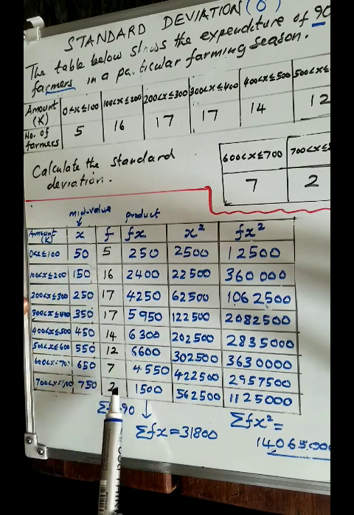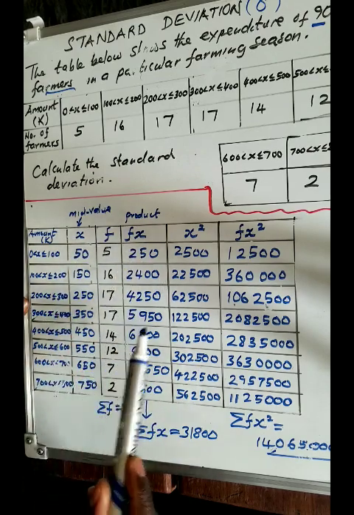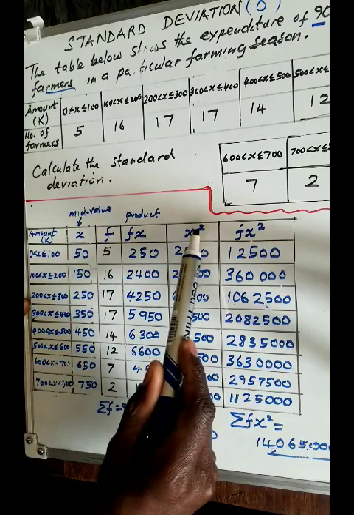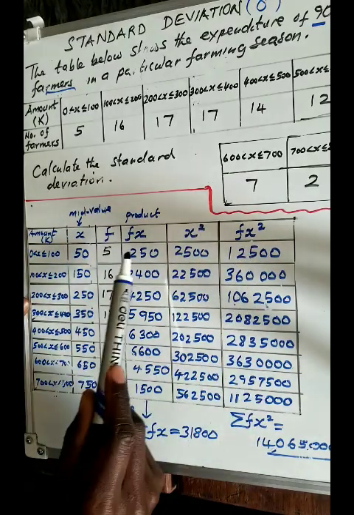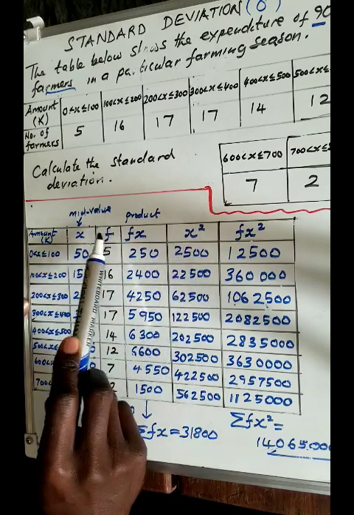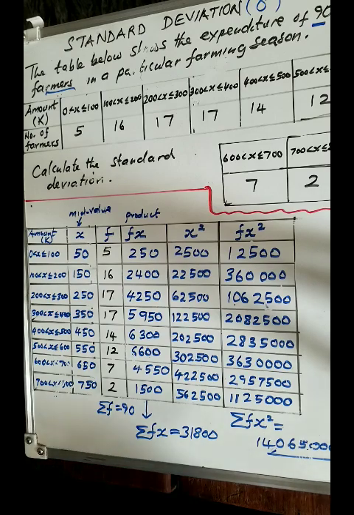The next column, the frequency. Then the next one, it's the frequency times the mid value. That's what you get. Then you are simply getting the mid value, you square it. Then what do you get in the last column? It is simply the mid value squared times the frequency. That gives you the last one. And remember, that is the way you can go about it.